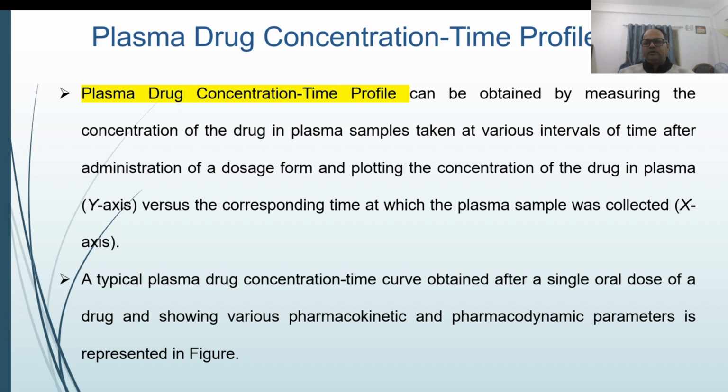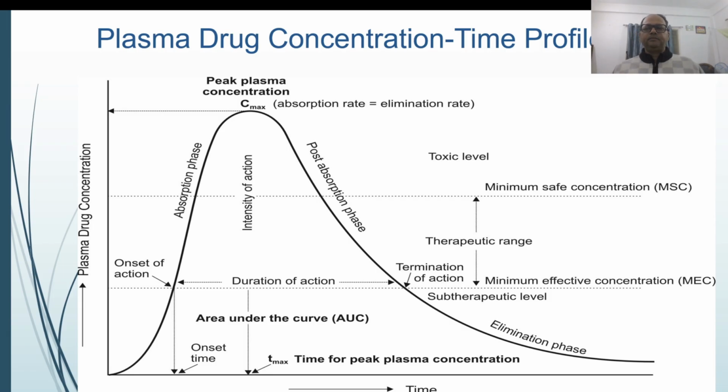So after analyzing the amount of drug or concentration of drug in the plasma, then we have to plot a graph between plasma drug concentration and time. A typical plasma drug concentration time profile is obtained after a single oral dose of a drug and showing various pharmacokinetic and pharmacodynamic parameters, and it is represented in the figure. So this is the figure we are talking about, plasma drug concentration time profile. So plasma drug concentration is taken in the y-axis and time is taken in the x-axis.